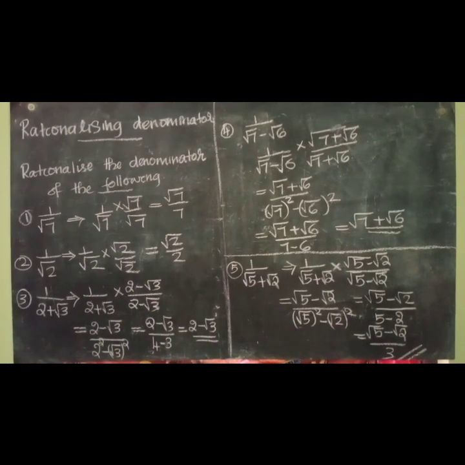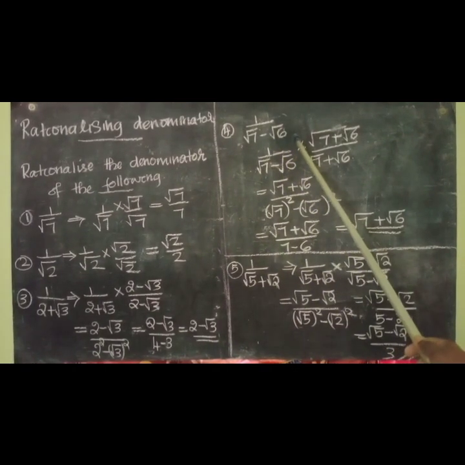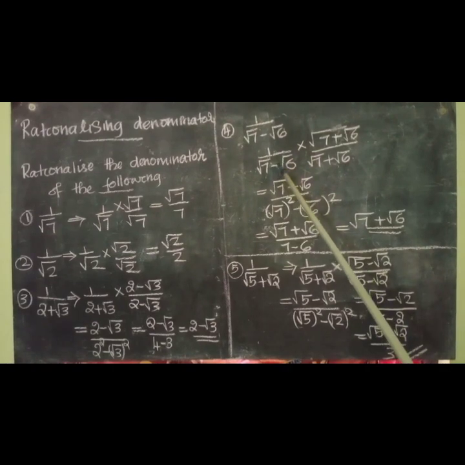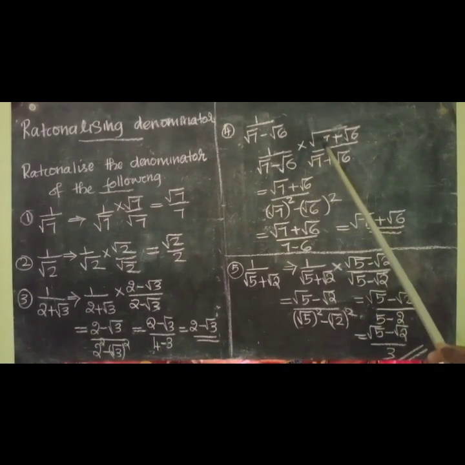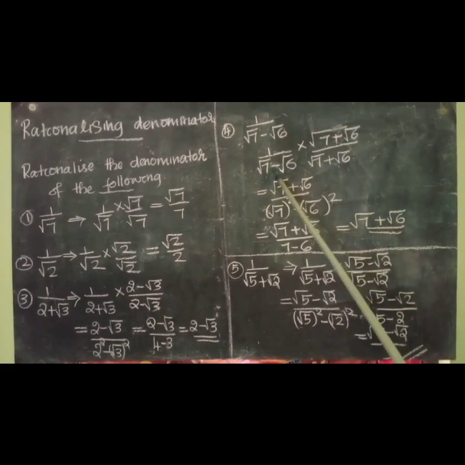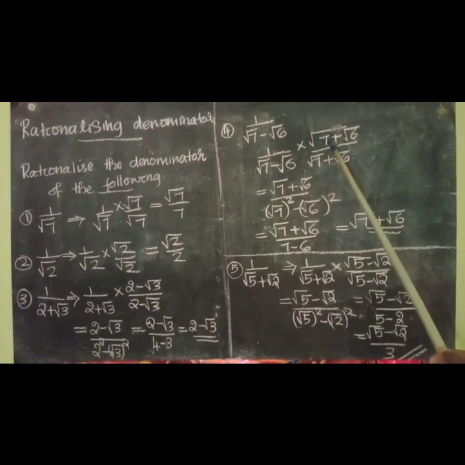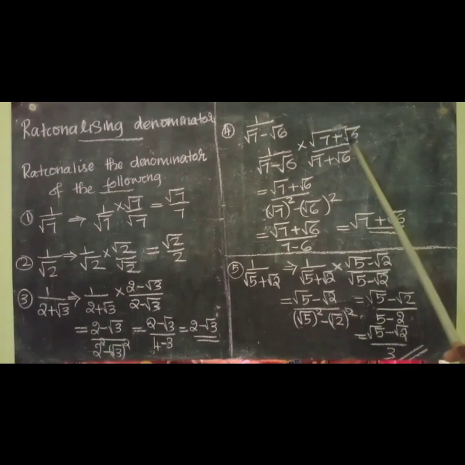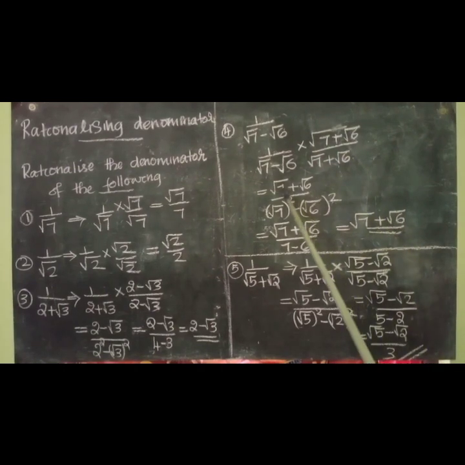Next question, 1 by root 7 minus root 6. So we can do 1 by root 7 minus root 6 into root 7 plus root 6 by root 7 plus root 6. Here it is root 7 minus root 6, so you have to multiply by root 7 plus root 6 by root 7 plus root 6. So that is equal to root 7 plus root 6 by root 7 square minus root 6 square. That is equal to root 7 plus root 6 by 7 minus 6. 7 minus 6 is 1. So that is equal to root 7 plus root 6.